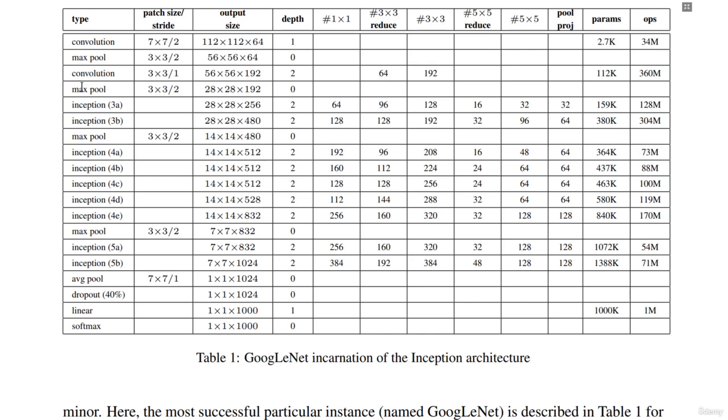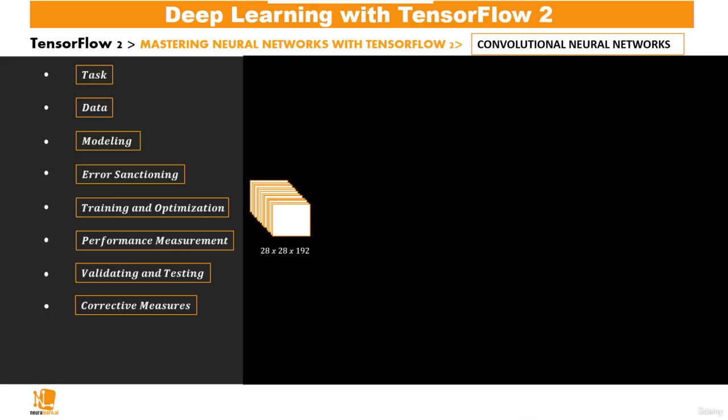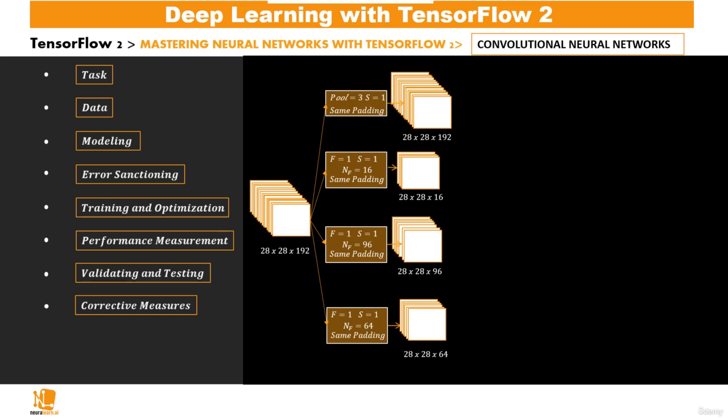Now let's suppose we have this input from this max pool layer, which is 28 by 28 by 192, and let's see how we obtain this 28 by 28 by 256 output after the Inception 3A. So right here we have this 28 by 28 by 192 input, and then we pass this input through the max pooling of 3, stride 1, same padding. Here a 1 by 1 filter, stride 1, number of filters 16, same padding, up to this 1 by 1, stride 1, number of filters 64, here number of filters 96. So these are the first intermediate outputs we get.